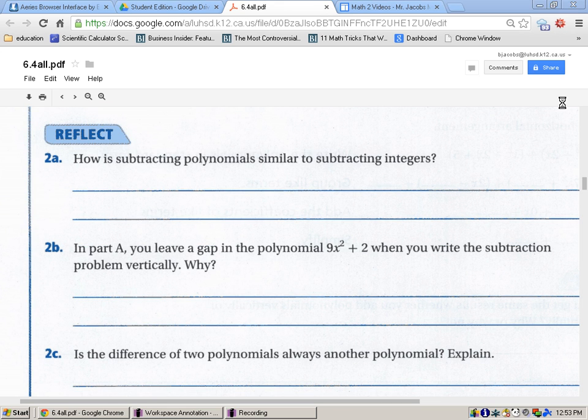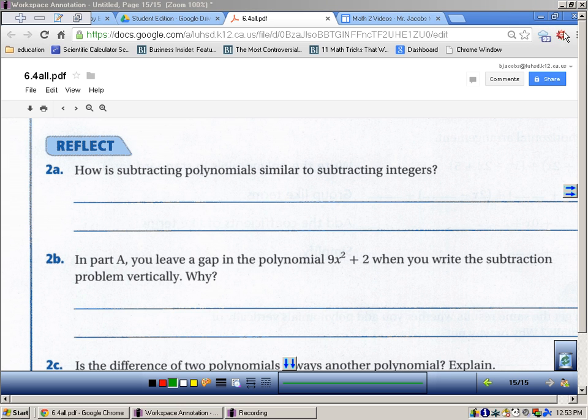Reflect. So how is subtracting polynomials similar to subtracting integers? Okay, well, here's how they're similar. First of all, didn't we group the polynomial terms together, the like terms? Once we grouped the like terms, we added or subtracted their coefficients. And the coefficients are integers, so that's the answer to this question.